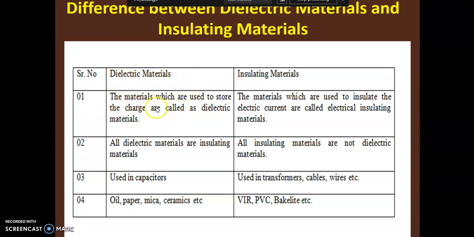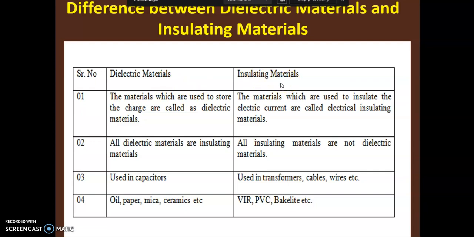So try to remember the difference between dielectric materials and insulating materials so you will not confuse them with each other. Now all dielectric materials are insulating materials. All insulating materials are not dielectric materials. So you should not confuse. Dielectric material is a branch of insulating material.